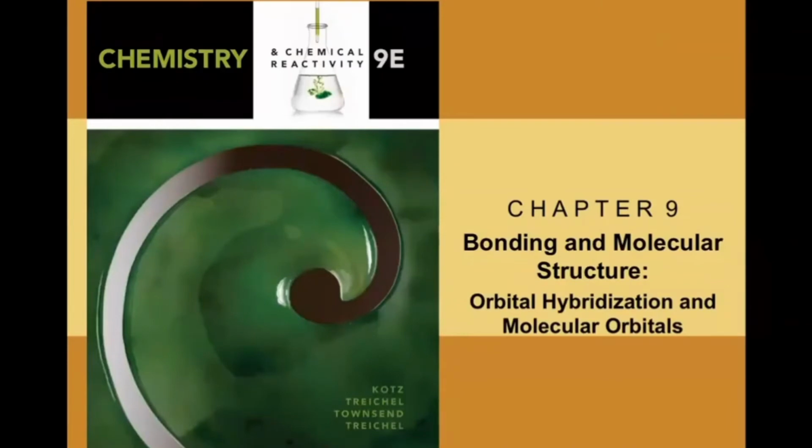Okay, so chapter 9, bonding and molecular structure, orbital hybridization and molecular orbitals. So this is basically how we take what we've learned about valence occupancies, electron configurations, Lewis structures, and geometries and start to understand how exactly electrons can be shared. We've talked about how a covalent bond is sharing of electrons, but we also know that electrons only exist in certain regions of space. So how do those electrons come into contact with each other?